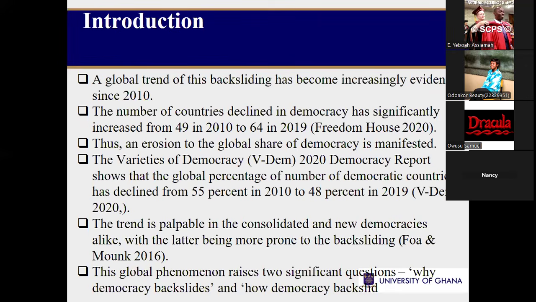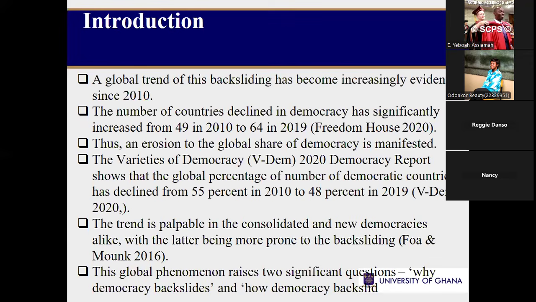And then when you read the recent VDM report, you witness some of these statistics. And this occurs in the so-called consolidated democracies as well as the new democracies. Whether old or new democracies, they are all facing this. But then the new democracies are more susceptible, or they are more prone to backsliding.